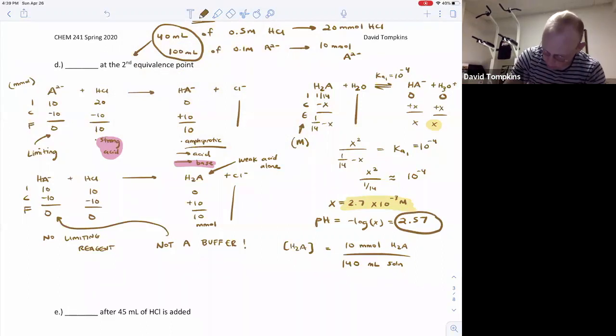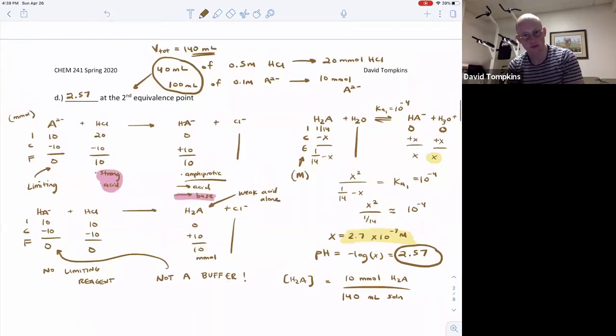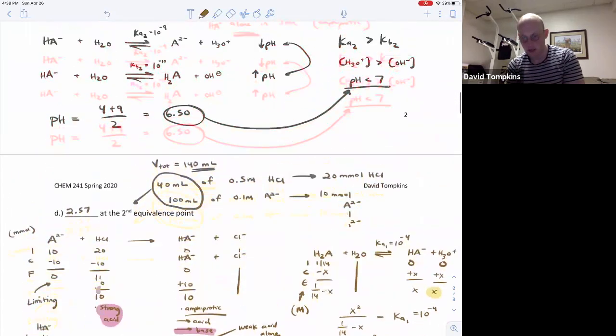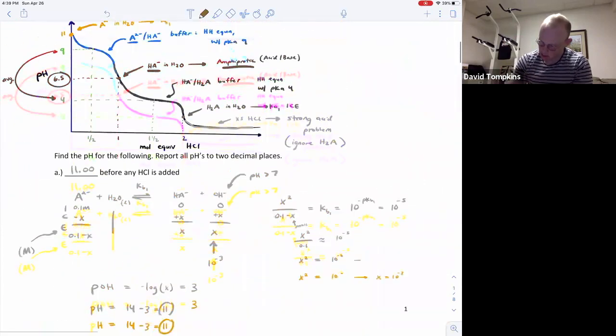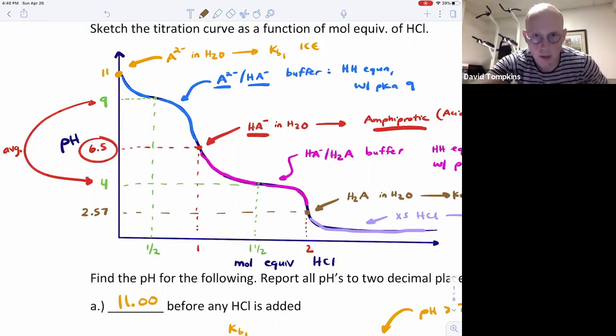So that's at your second equivalence point. It is just a weak acid problem there. So let me go back up to the initial curve and show you this pH. Okay, there's a question. How can you make sure you use the right Ka?